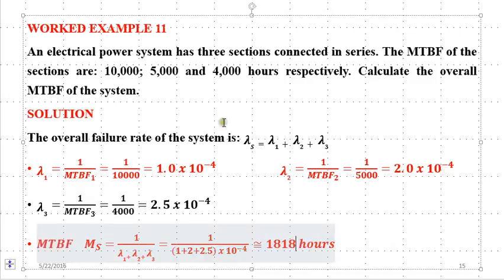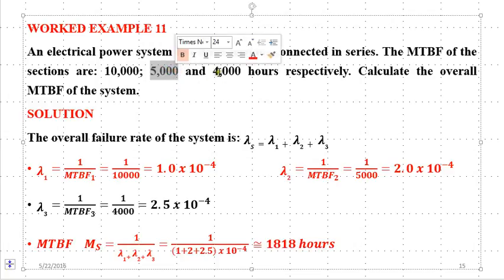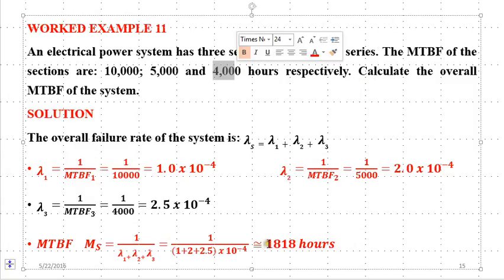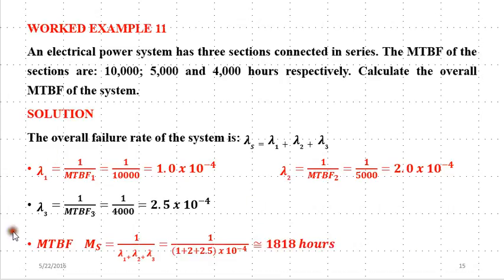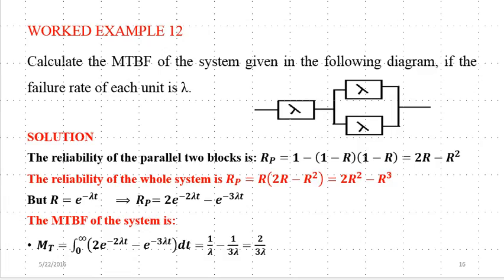And I got 1,818. Can you see that one system has up to 10,000, the second one has up to 5,000, and the last one is the smallest, it has 4,000 hours. But because they are connected in series, the mean time has reduced drastically to 1,800. What is this suggesting also? Systems connected in series are not very reliable. Example number 12 says we should calculate the mean time between failure of a system given in the following diagram. If you look at this diagram, I have 3 units, this one, and this.